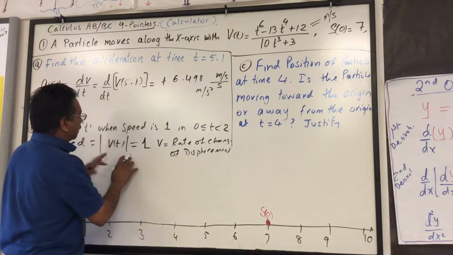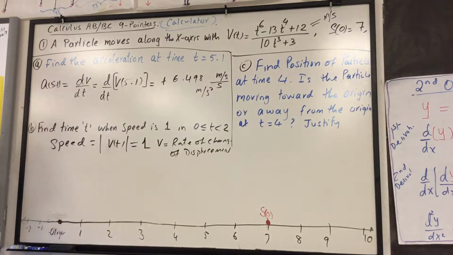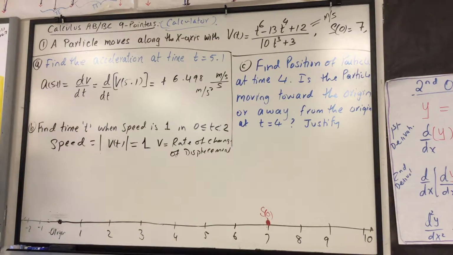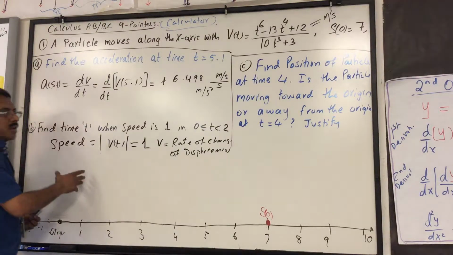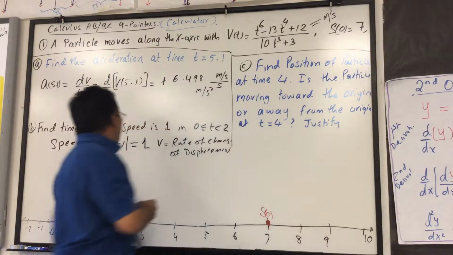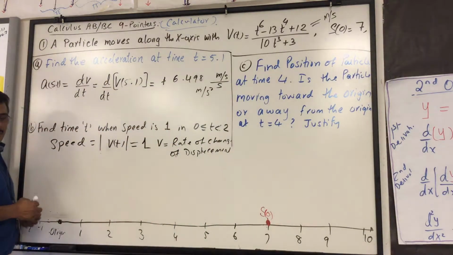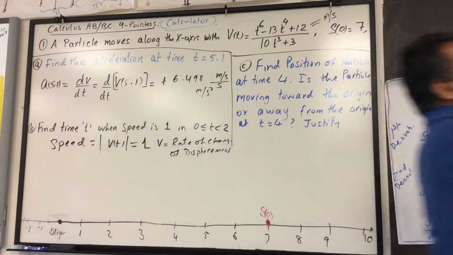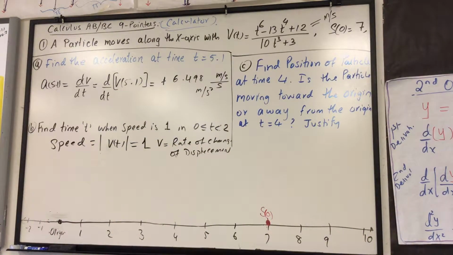So we need to know what this is. So how do we figure this out? Again, we already have v(t) here, the velocity function. So again, I made a little help to figure that out using the calculator.